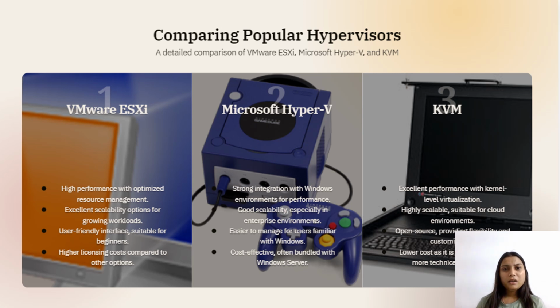Now we can compare popular hypervisors, a detailed comparison of VMware ESXi, Microsoft Hyper-V, and KVM. VMware has high performance with optimized resource management. It has excellent scalability options for growing workloads. It has a user-friendly interface suitable for beginners, and it has a much higher licensing cost compared to other options.